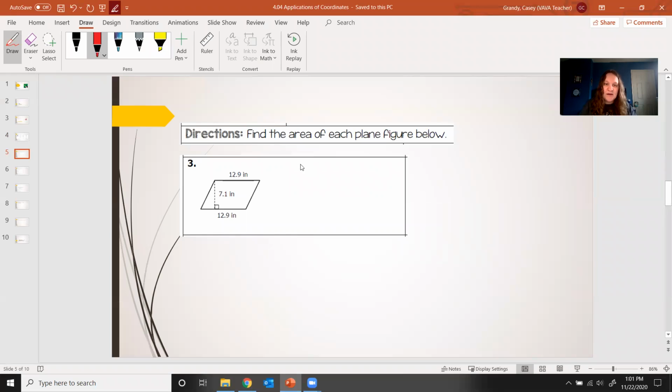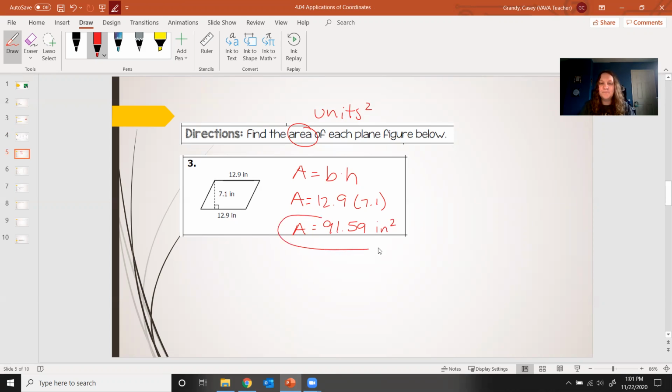So in this example, we would write area, and I'll just write the formula here for us, B times H. The B is 12.9, and the height is 7.1. So you can use a calculator, multiply those together, 91.59. Now we're finding the area, so when we find the area, our units are squared. So this will be inches squared or square inches, same thing. Simple as that. And you're allowed to use that formula sheet on an assessment, so you really don't need to memorize this. Just plug in the numbers and calculate your answer.